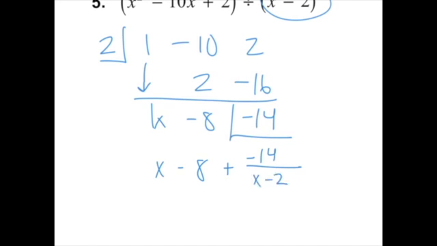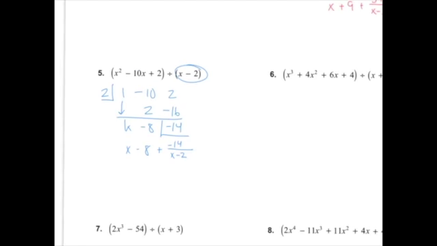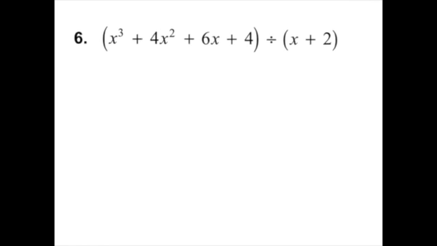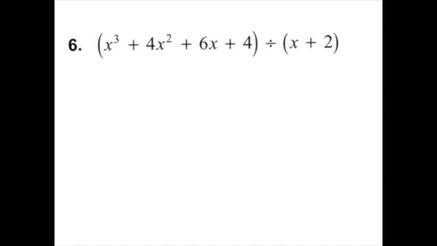Now, if you don't want to use plus negative 14, you could certainly use minus 14 over x minus 2. I just always put plus, and then whatever the sign is, it is on top. So it's completely up to you. And you can do it for even more terms, like an x to the third. You can even do x to the fourth. It keeps going.